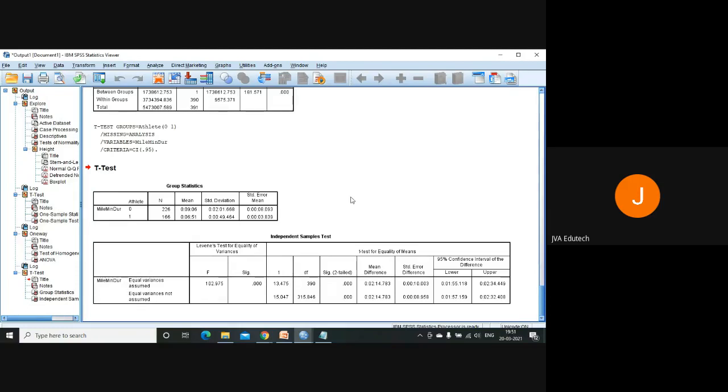Now we have the p value, degree of freedom, t value, everything in two cases, equal variances assumed and equal variances not assumed. Whenever you perform an independent t-test, it will give you these two different results. Which one should we follow?